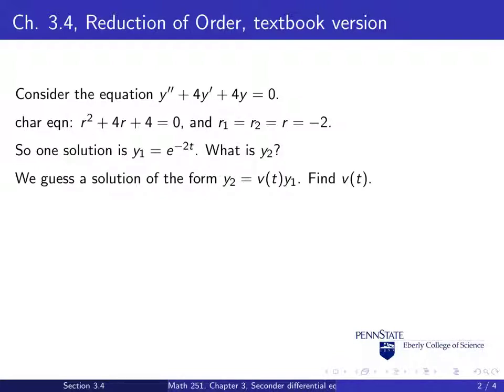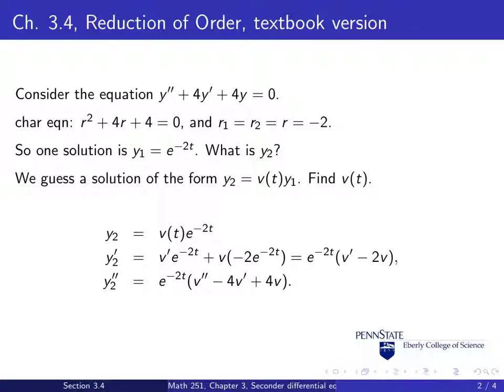So the method goes as follows. We will be guessing a solution of the form that the second solution equals the first one multiplied by a function v of t. Now the goal is that I need to find this v(t) without using our theorem. Pretend we don't have it. So what do we do? Well, you would plug y2 back into the original equation.